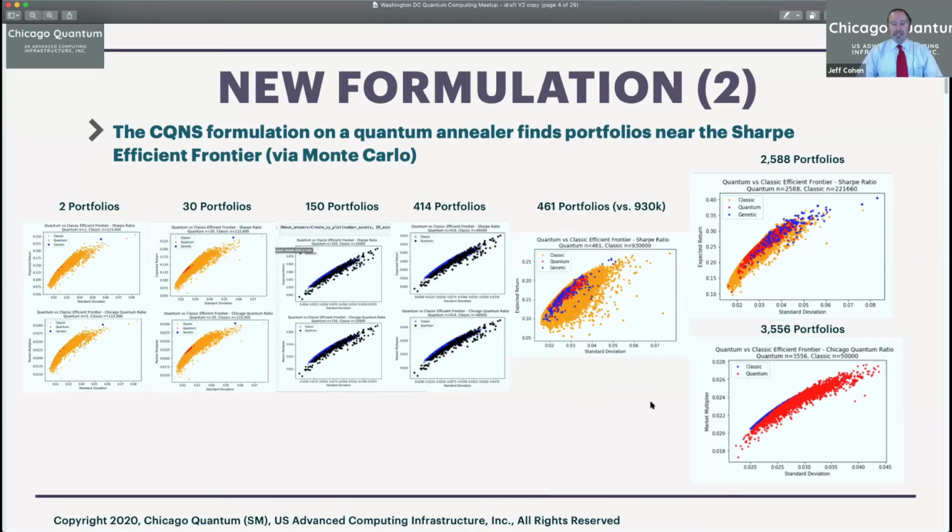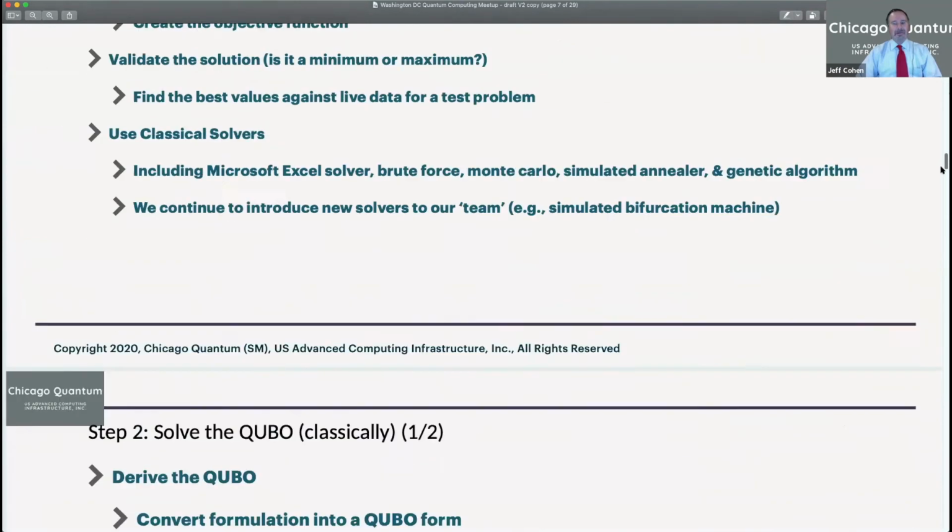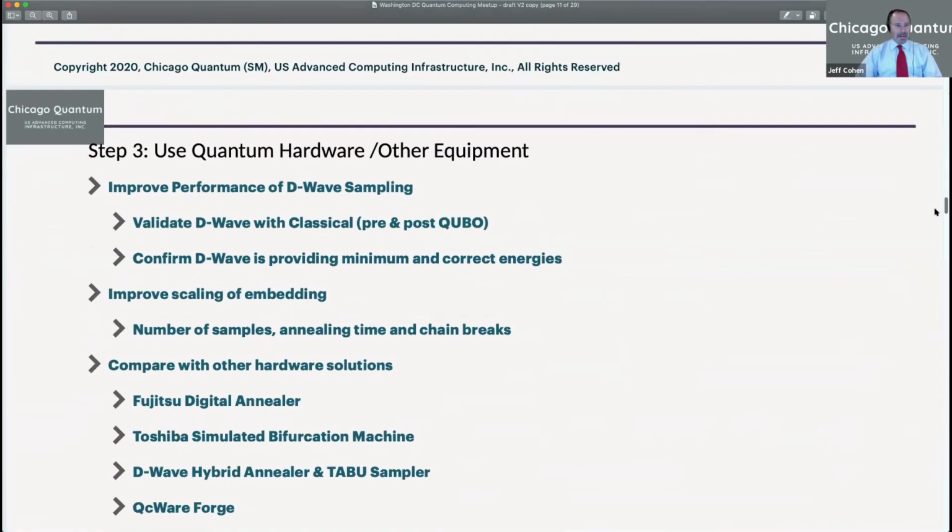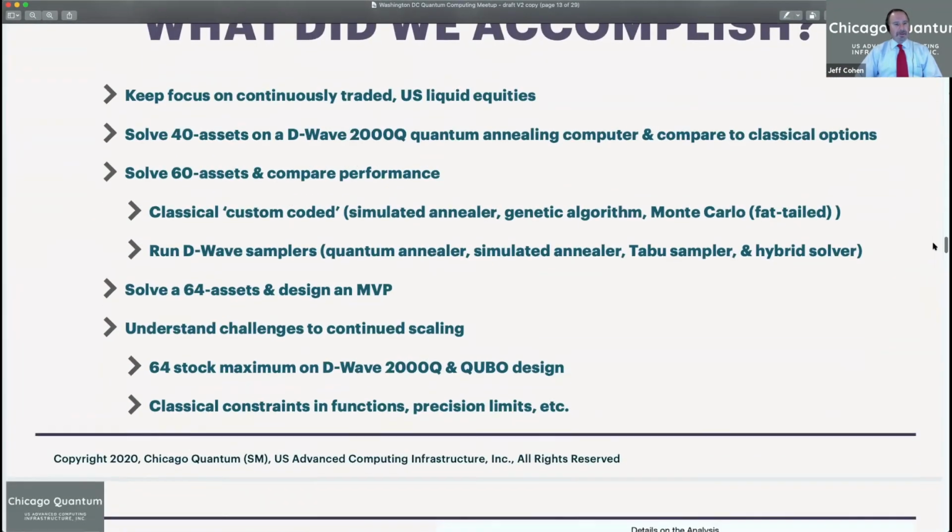So the point is that whatever the quantum effect is, it's allowing the D-Wave to give us really good Sharpe ratios, even though what we're using is the Chicago Quantum Net Score. And that was when we realized we were onto something interesting. So that's kind of the pictorial of what the value is.